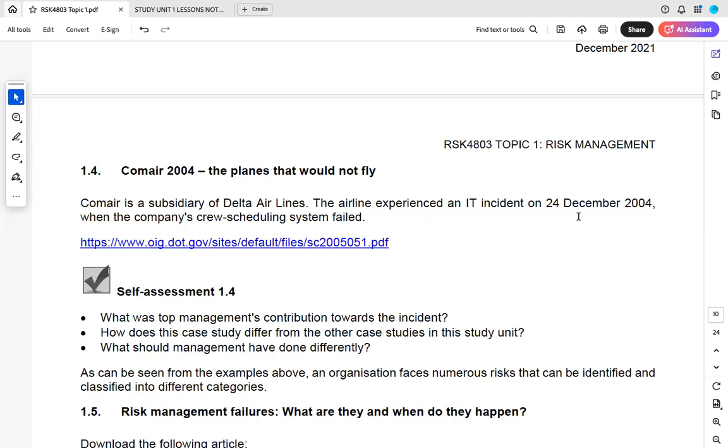So there was a software glitch, and the crew scheduling system was unable to assign crews to flights. It led to a lot of flight cancellations. The root cause was a combination of factors. There were software limitations due to excessively high volumes during December. They also didn't have a backup system or a manual process in place to handle crew scheduling in the event of a system failure. They also hadn't tested the system adequately.